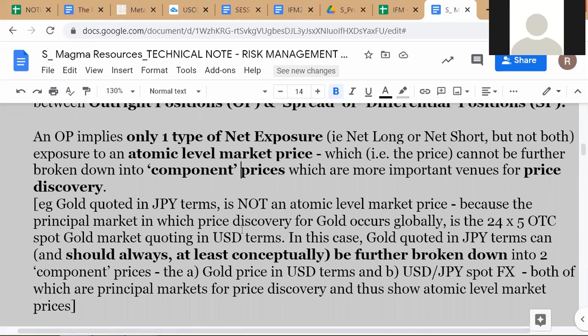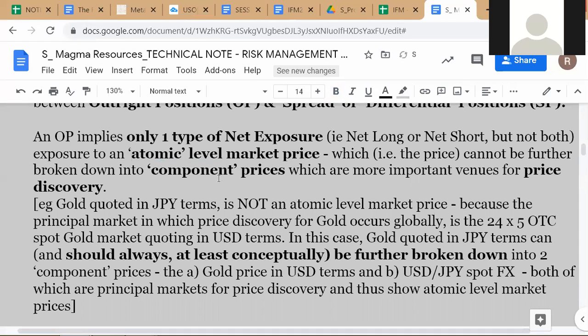So now you understand what a primary market for price discovery is. What we're trying to say is that for an outright position, you need to have one net exposure to an atomic level market price. What is atomic? Atomic means that it can't be broken down further. These terms were invented before quantum physics came around, and we haven't changed them. So even today, atomic means something which can't be broken down further, the most basic level. We can't break it down further into component prices, which are more important venues for price discovery.